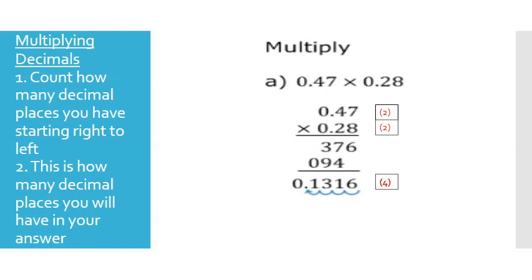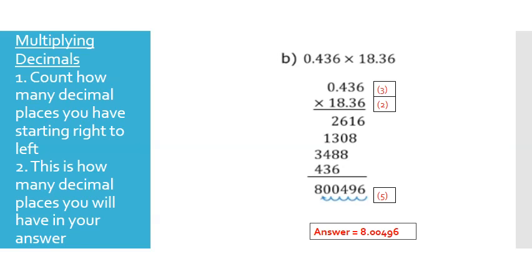Here is the same exact thing. You have 3 decimal places in your first number, and you have 2 decimal places in your second. When we multiply them, we get a total of 5. 3 plus 2 is 5 decimal places that we place in our answer, starting from right to left. So if we move the decimal point over 5 places to the left, it ends up after the 8. So our answer is 8.00496.